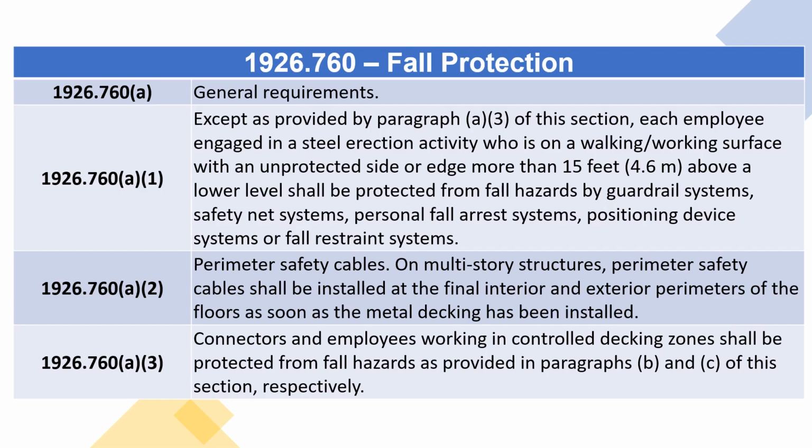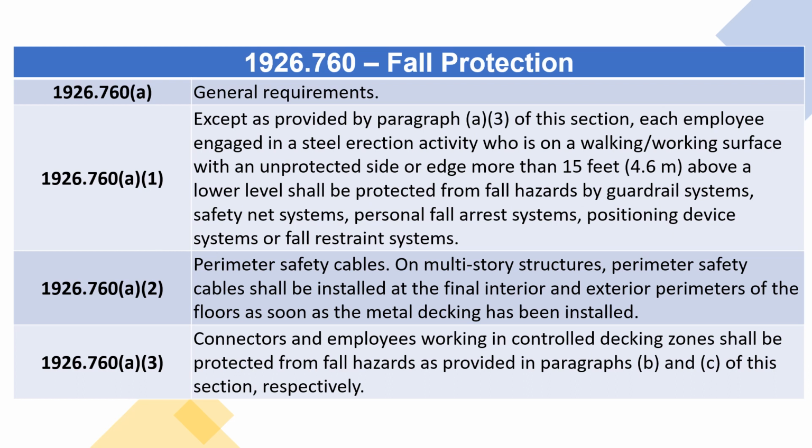1926.760 Fall protection. 1926.760 A. General requirements. 1926.760 A.1. Except as provided by paragraph A.3 of this section, each employee engaged in a steel erection activity who is on a walking/working surface with an unprotected side or edge more than 15 feet (4.6 meters) above a lower level shall be protected from fall hazards by guardrail systems, safety net systems, personal fall arrest systems, positioning device systems, or fall restraint systems.